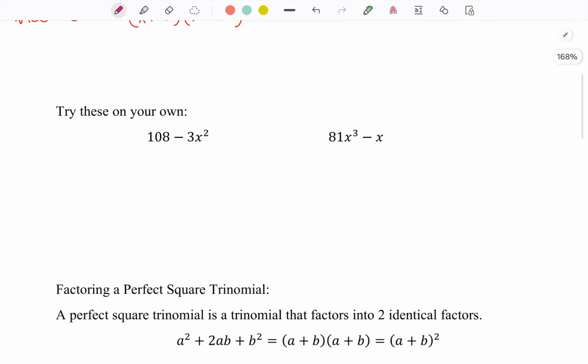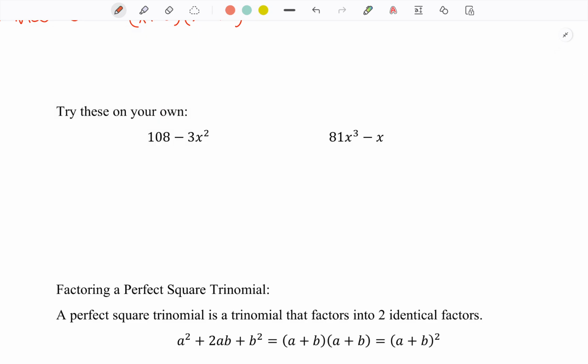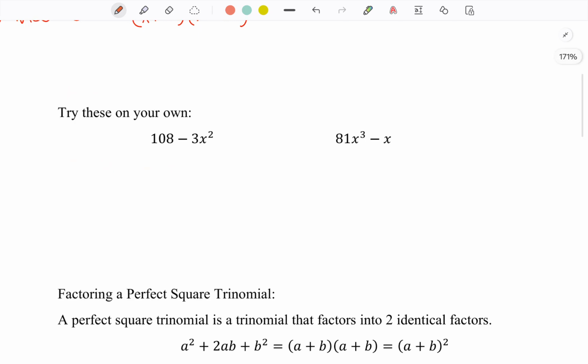All right, so rather than you try both of these on your own, I'm going to go ahead and do this third one with you, and then you're going to try the next one on your own. Because this first one actually has a GCF in it, and then you're going to have a difference of squares once you factor that out. So if we take 108 and divide it by 3, we actually get 36. So our GCF is 3. So we're going to have 36 minus x squared.